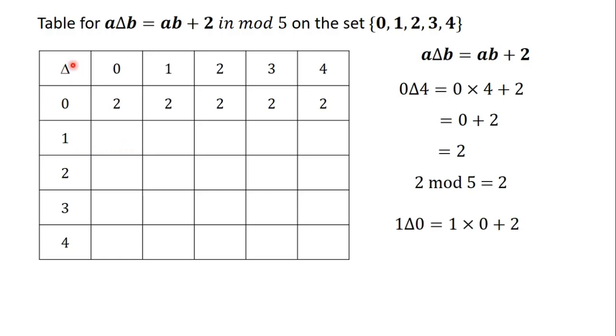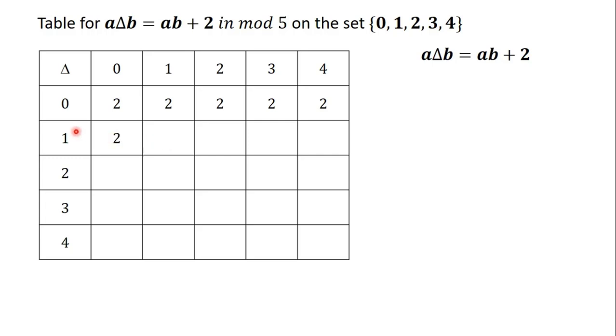You have 1 delta 0. 1 delta 0 is equal to 1 times 0 plus 2. This will give us 0 plus 2, and 0 plus 2 is 2. 2 mod 5 is 2. The next one is 1 delta 1. 1 delta 1 is equal to 1 times 1 plus 2. This will give us 1 plus 2. 1 plus 2 is 3. 3 mod 5 is 3.